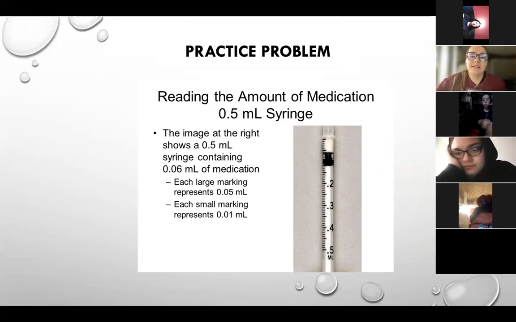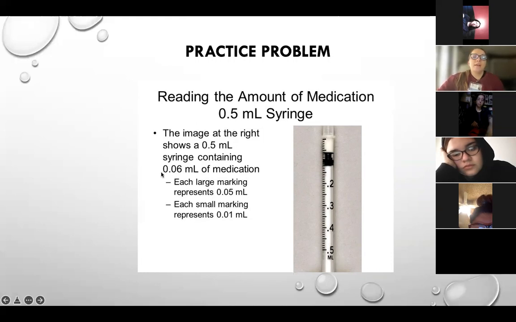So we can see that the syringe is, again, and they let us know it's a half cc syringe. We can tell by the measurements that the last measurement on the bottom is 0.5, which also means half of a cc or ml. Remember, you guys, cc's and mls are the same measurement.